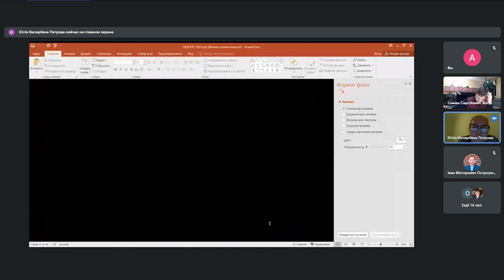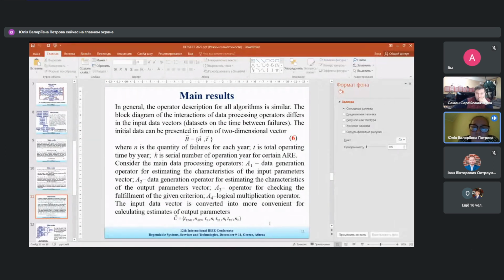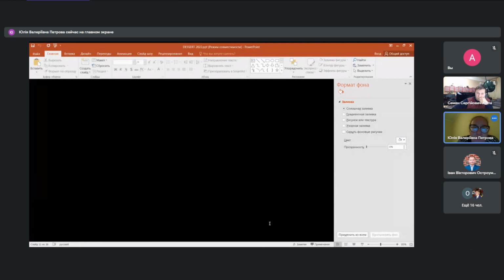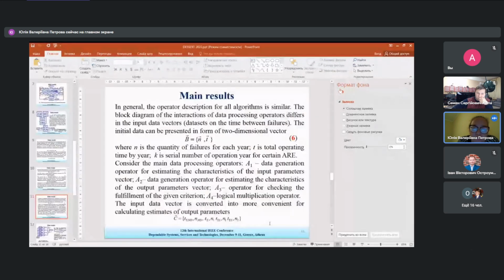In general, the operator description for all algorithms is similar. The block diagrams of the interaction of data processing operators differ in the input data vectors, and these initial data can be represented by formula 6, where n is the quantity of failures for each year, and t is the total operating time by year.